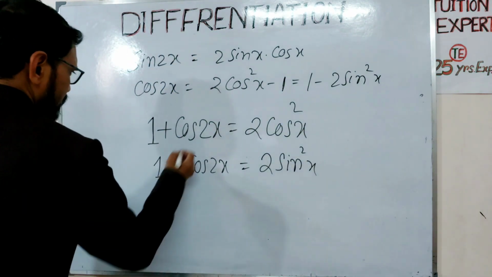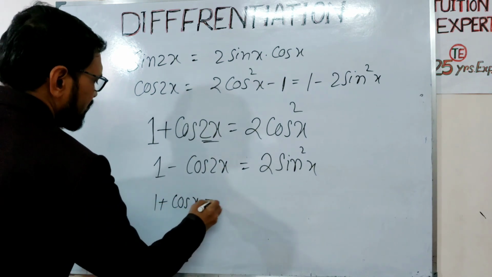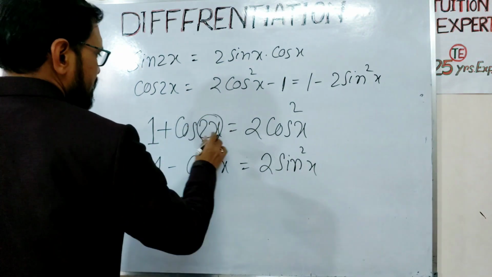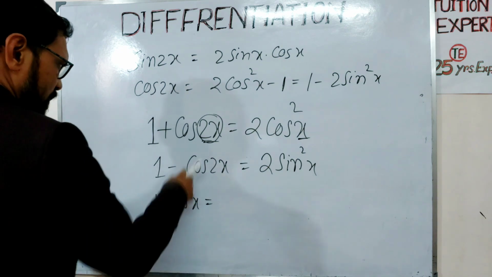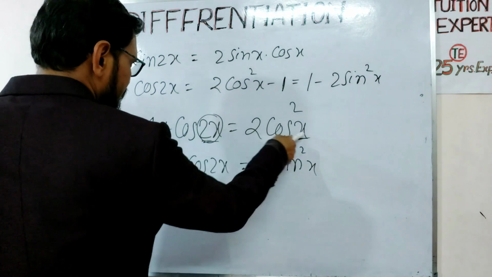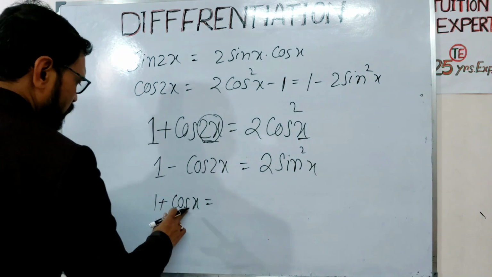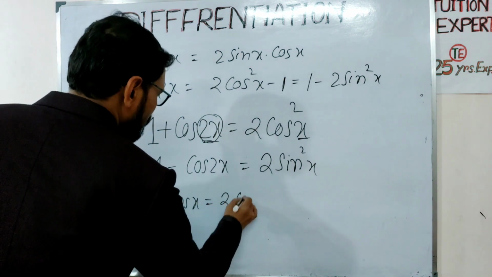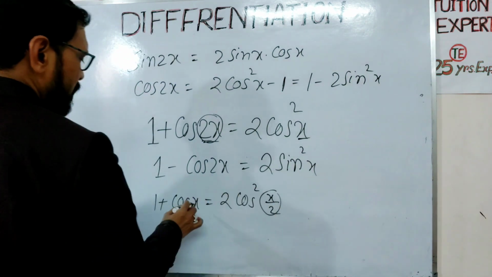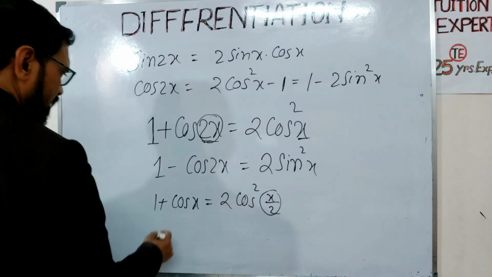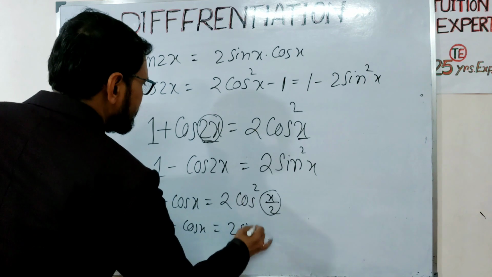And when it is only 1 plus cos x, if the angle in the formula is 2x, then this angle is half here. So if here is 2x, then here is half of this angle, that is x. So 1 plus cos x will be 2 cos square x by 2. Always this angle is half of that angle, and 1 minus cos x equal to 2 sin square x by 2.